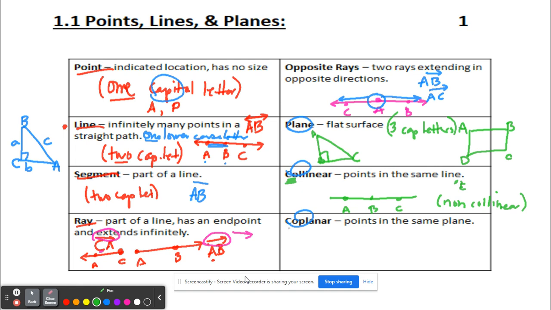Okay. Coplanar is the same thing. It's points that are in the same plane. So if I have this shape right here, A, B, C, D, and let's say F is floating out here.